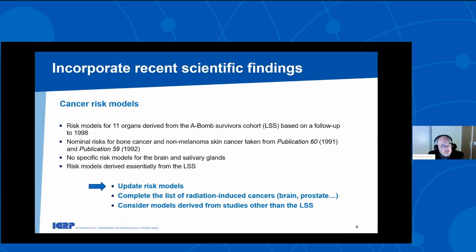A lot of publications have been made from the A-bomb survivors cohort, but also from many other epidemiological studies in the world, to complete the list of radiation-induced cancers for brain and possibly for prostate today, and to consider models derived from other epidemiological studies outside of the A-bomb survivors. Of course, to consider the A-bomb survivors, but to consider these different studies in complement to the LSS.